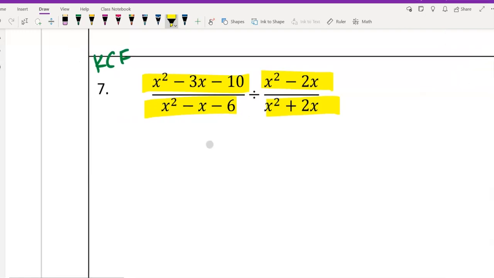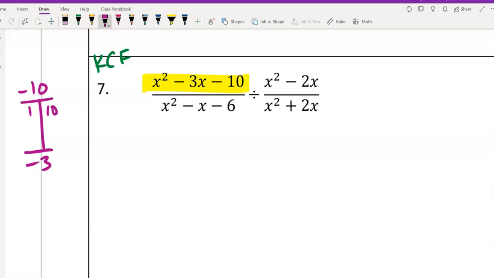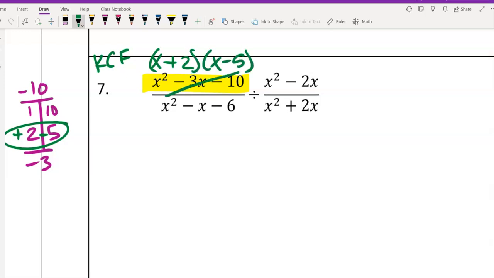So starting with the first numerator here, we have negative 10 on top and negative 3 on the bottom. Factors of 10 are 1 and 10, and 2 and 5. Now, which of these add up to 3? 2 and 5. Which one needs to be negative to add up to a negative 3? Positive 2, minus 5. X plus 2, x minus 5. Next, negative 6 on top, negative 1 on the bottom. Factors of 6 are 1 and 6, and 2 and 3. 2 and 3. Which one needs to be negative? The 3.